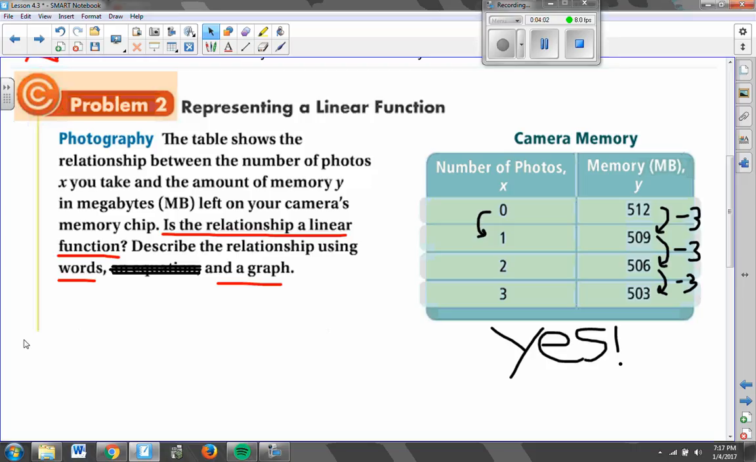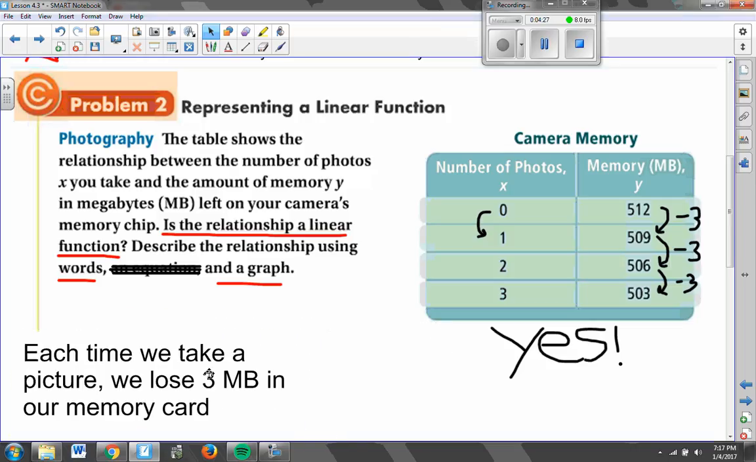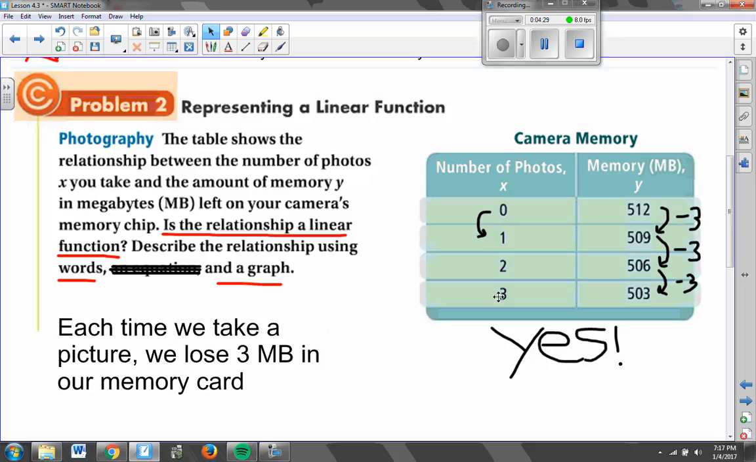Well, in words, we should be able to see from this table that each time we take a picture, we lose 3 in our memory card. In this case, it's 3 megabytes, actually. 3 MBs in our memory card. So that's what's happening in words in this relationship, in this function. Each time we take a picture, one more picture, we lose 3 megabytes in our memory card.